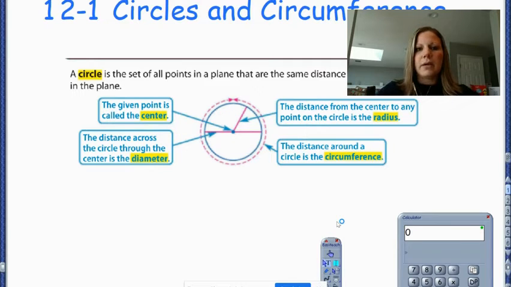Hi, today we're going to learn about circles and circumference and the different parts of a circle.